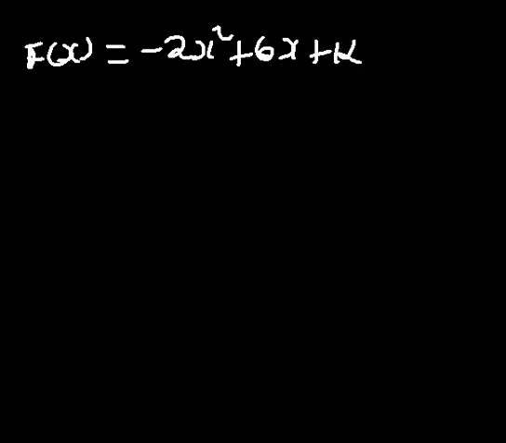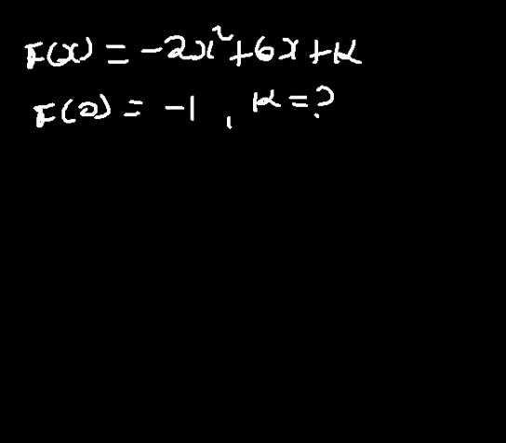And also try to appreciate this problem. Let's say we have f of x given as negative 2x squared plus 6x plus k. Now we are sure that f of 0 is given as negative 1. What is the value of k if this is the case? Let's say f of 0 is given as negative 1. What is the value of k?